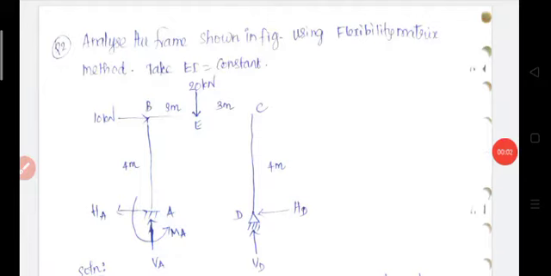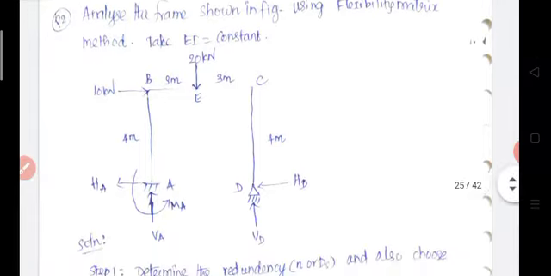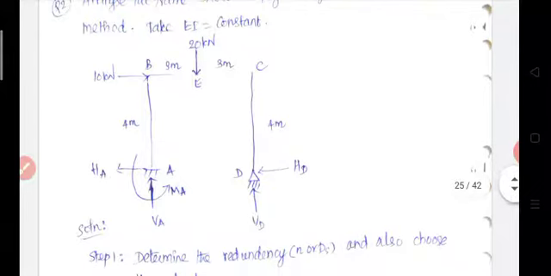Hello student, in this video lecture we are going to analyze the indeterminate frames by the flexibility matrix method. This is a question, take EI constant. This is a single bay portal frame with two loads: one vertical load of 20 kN at E, then one horizontal force of 10 kN at B.